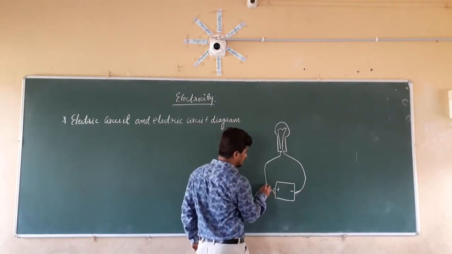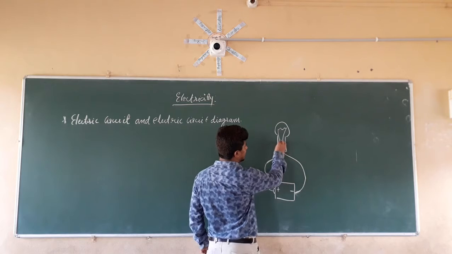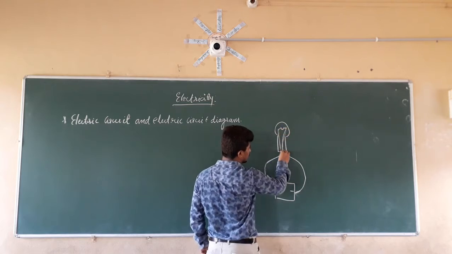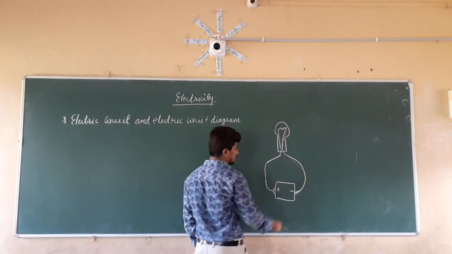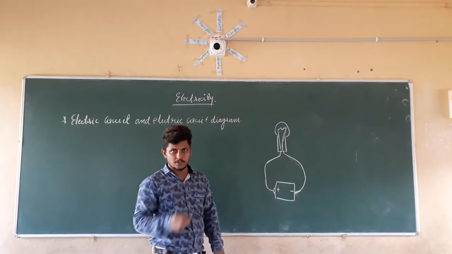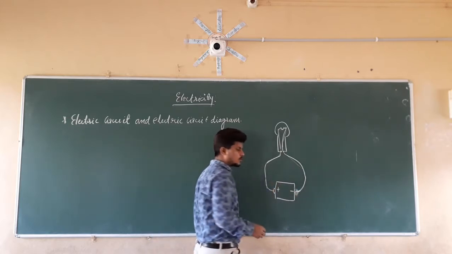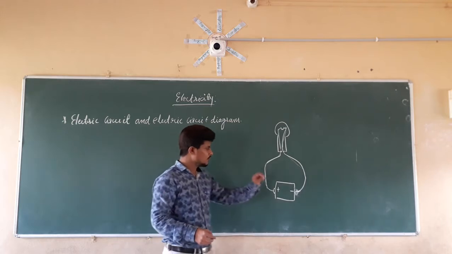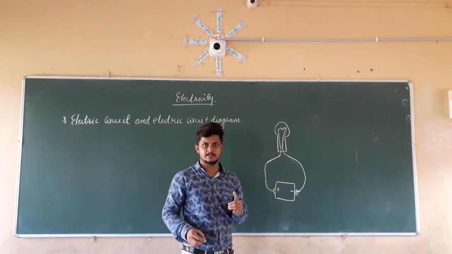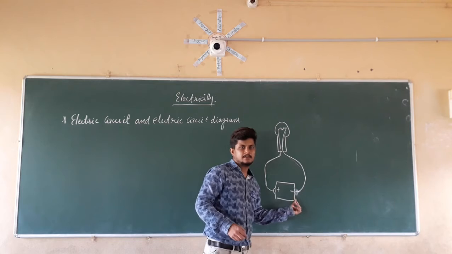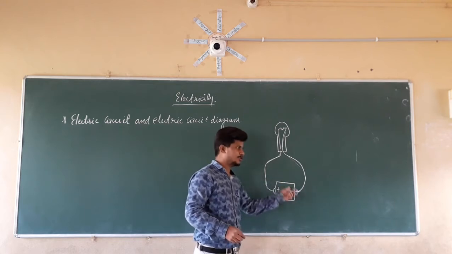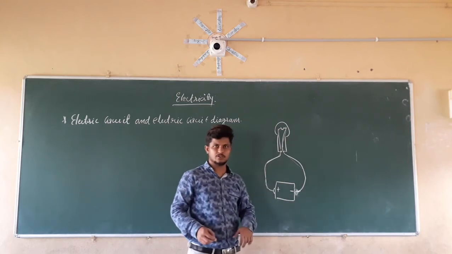It starts from here and flows like this through the filament, again to the negative terminal. If it is not connected, it is an open circuit. If you connect it, it is a closed one. So when is the electricity flowing here? When the whole thing is a closed one.